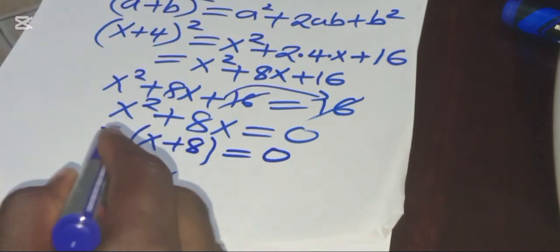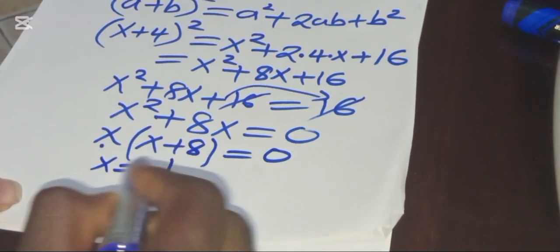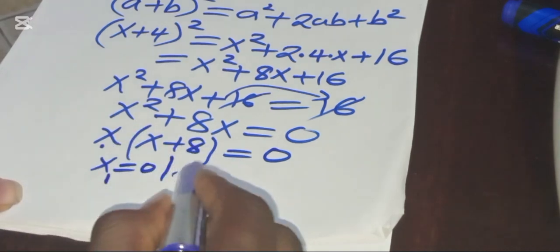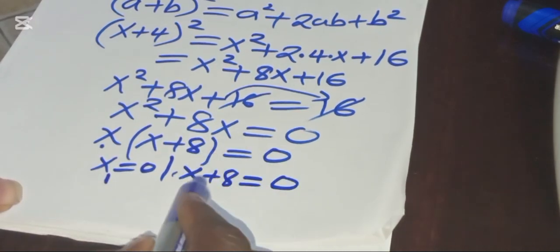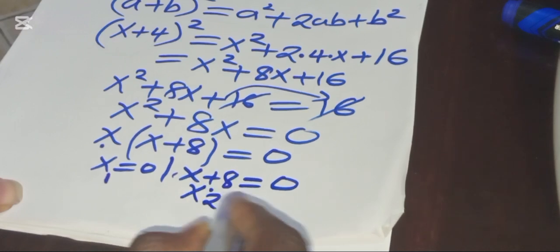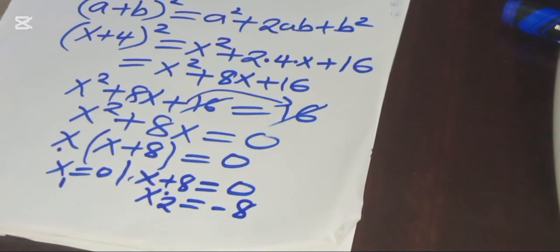So that means the first value of x is equal to 0, that is x1, and the second value of x, that is x2, will be equal to negative 8, okay? So you can see that from method 1 and method 2, x1 is equal to 0 and x2 is equal to negative 8, okay? So let's verify if these values of x1 and x2 actually satisfy the equation.